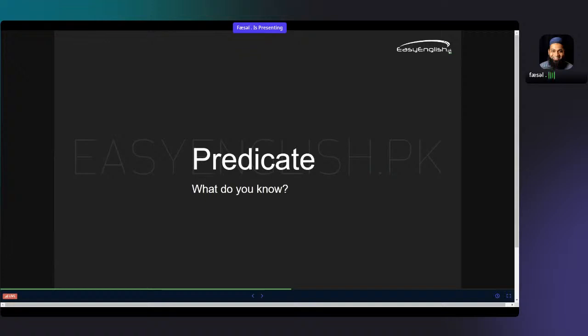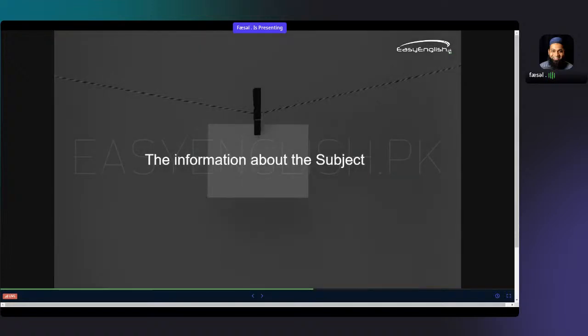So, okay. So predicate. Now the information about the subject. That's right. The information about the subject is predicate. Now, why is that important to know what a predicate is? Like I said before, anytime you talk, you talk about something or someone, right? And you tell something about that something, you provide some information about that person, about that thing. So that information is actually your predicate.